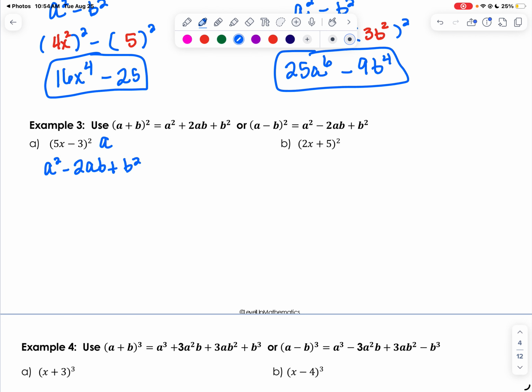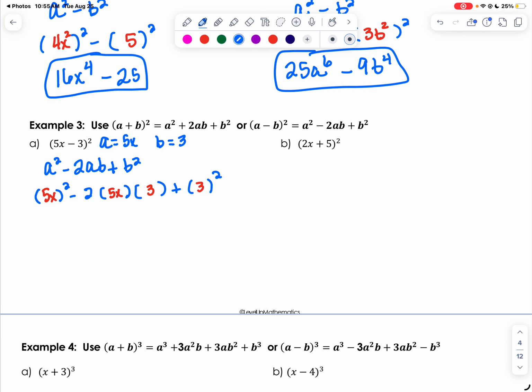Now we'll identify a, which is your first term, 5x, and b, which is your second term, 3. Just disregard the signs, okay? Now replace your variables with parentheses, and then plug in your first term, so 5x goes here and here, and your second term goes here and here. All right, now let's simplify this.